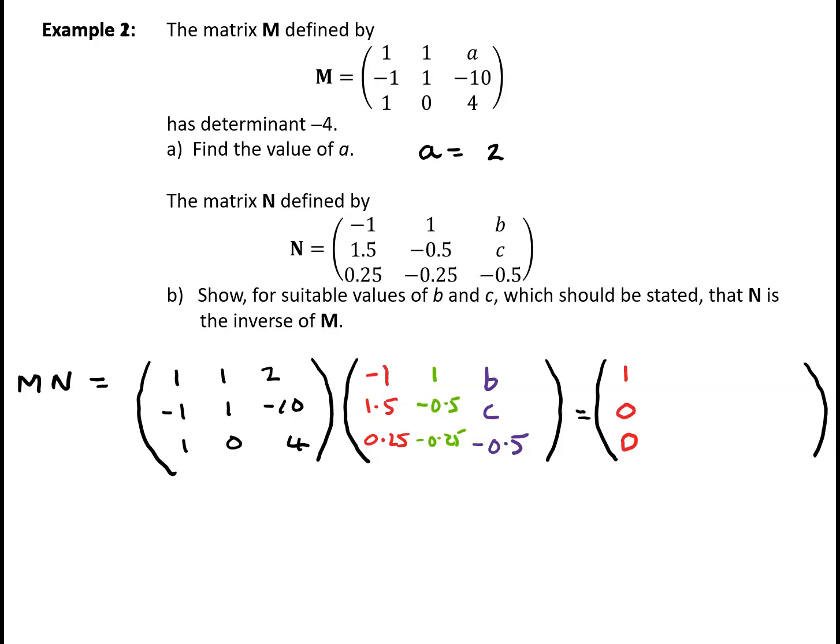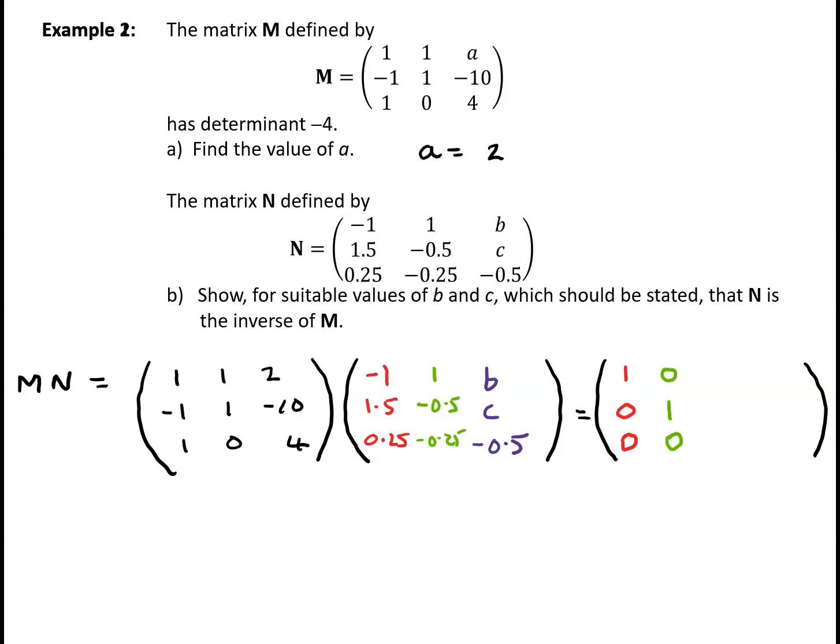Moving into the middle column, the top entry is going to be 1 times 1 plus 1 times minus 0.5 plus 2 times minus 0.25, which gives me 0. The middle entry is going to be minus 1 times 1 plus 1 times minus 0.5 plus minus 10 times minus 0.25, and that gives me 1. And the bottom entry is going to be 1 times 1 plus 0 times minus 0.5 plus 4 times minus 0.25, which gives me 0.